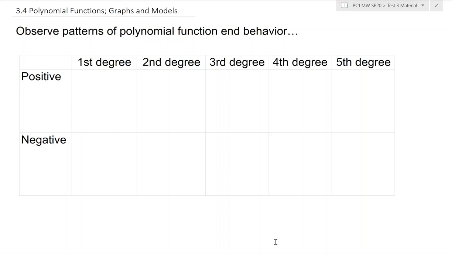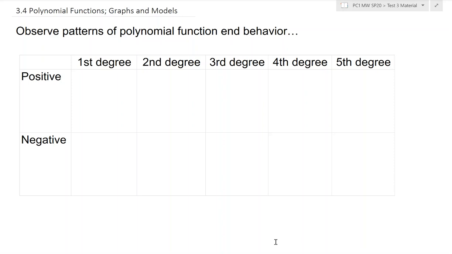3.4 is polynomial functions, graphs, and models. We are going to look at polynomial function behavior, behavior around zeros, and then try and graph and also figure out what equations are, what these functions are based on a graph. So we've got a lot to cover. I have several examples here.